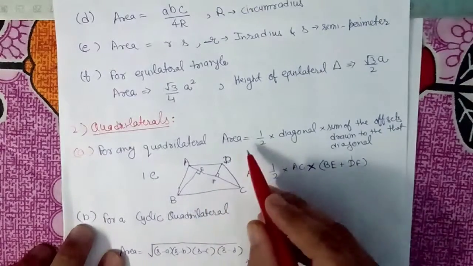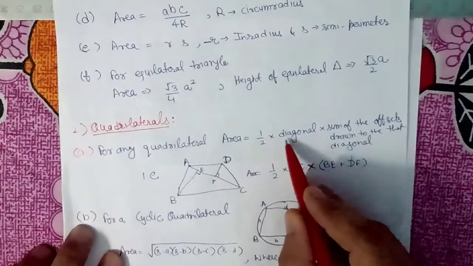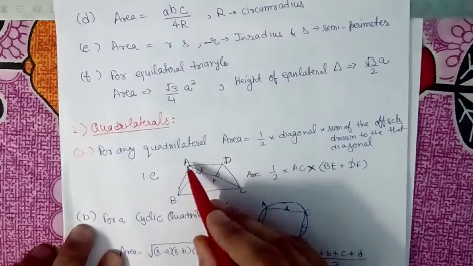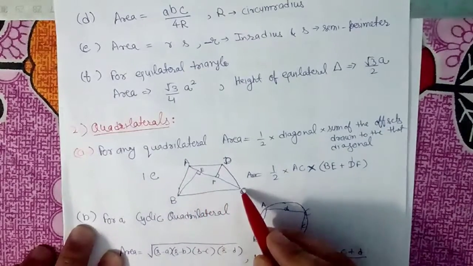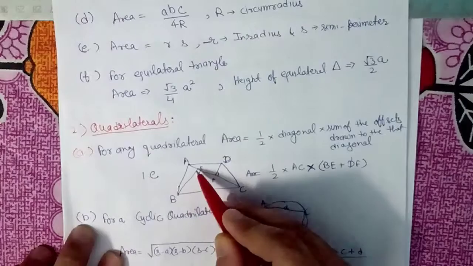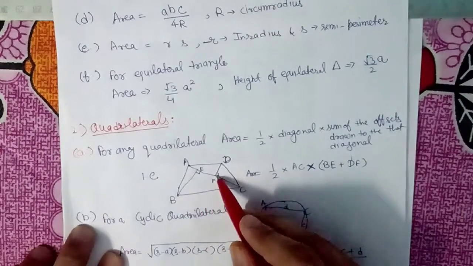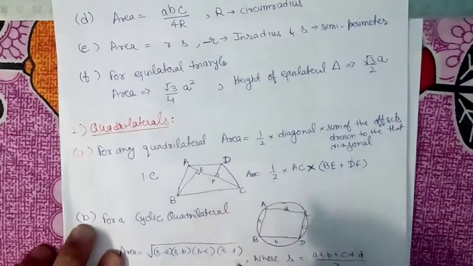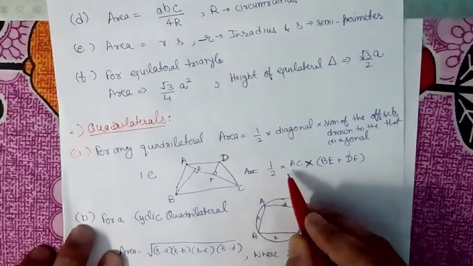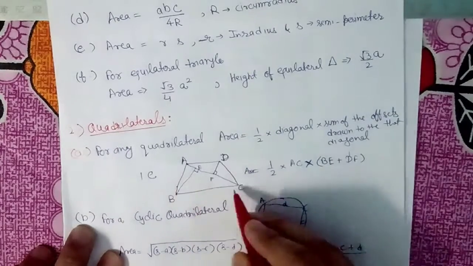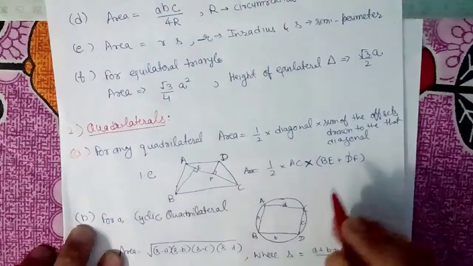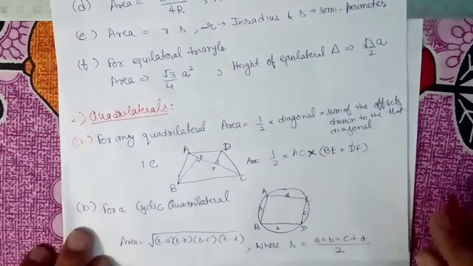1 by 2 into one of the diagonals which is given, and the sum of the offsets drawn to that diagonal. For example, this is a quadrilateral and we have this diagonal given and this offset drawn at 90 degrees from this point to this. This will give you the area of the quadrilateral. For example, 1 by 2 into the length of AC into the sum of the lengths of BE and DF will give you the area of any quadrilateral.